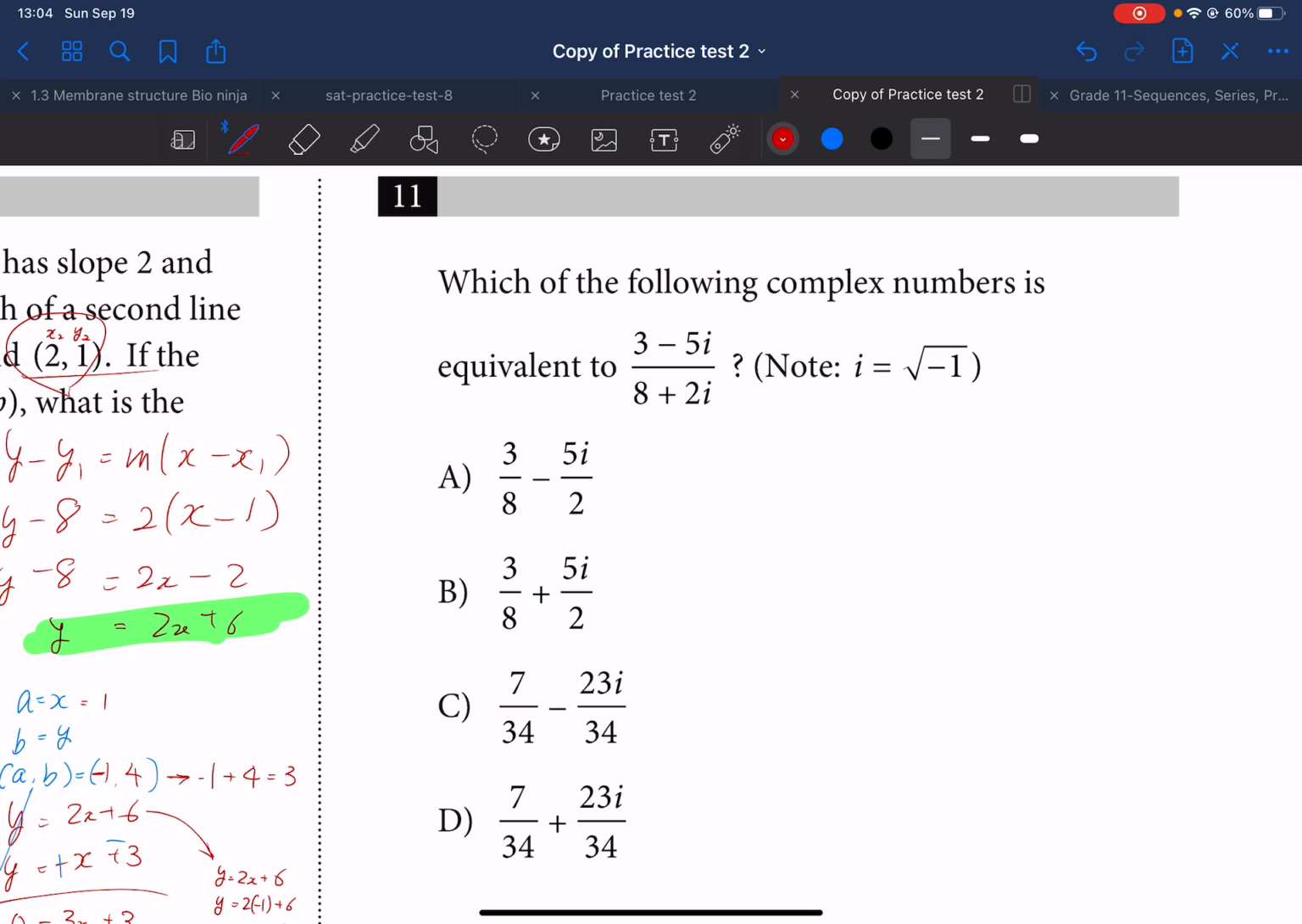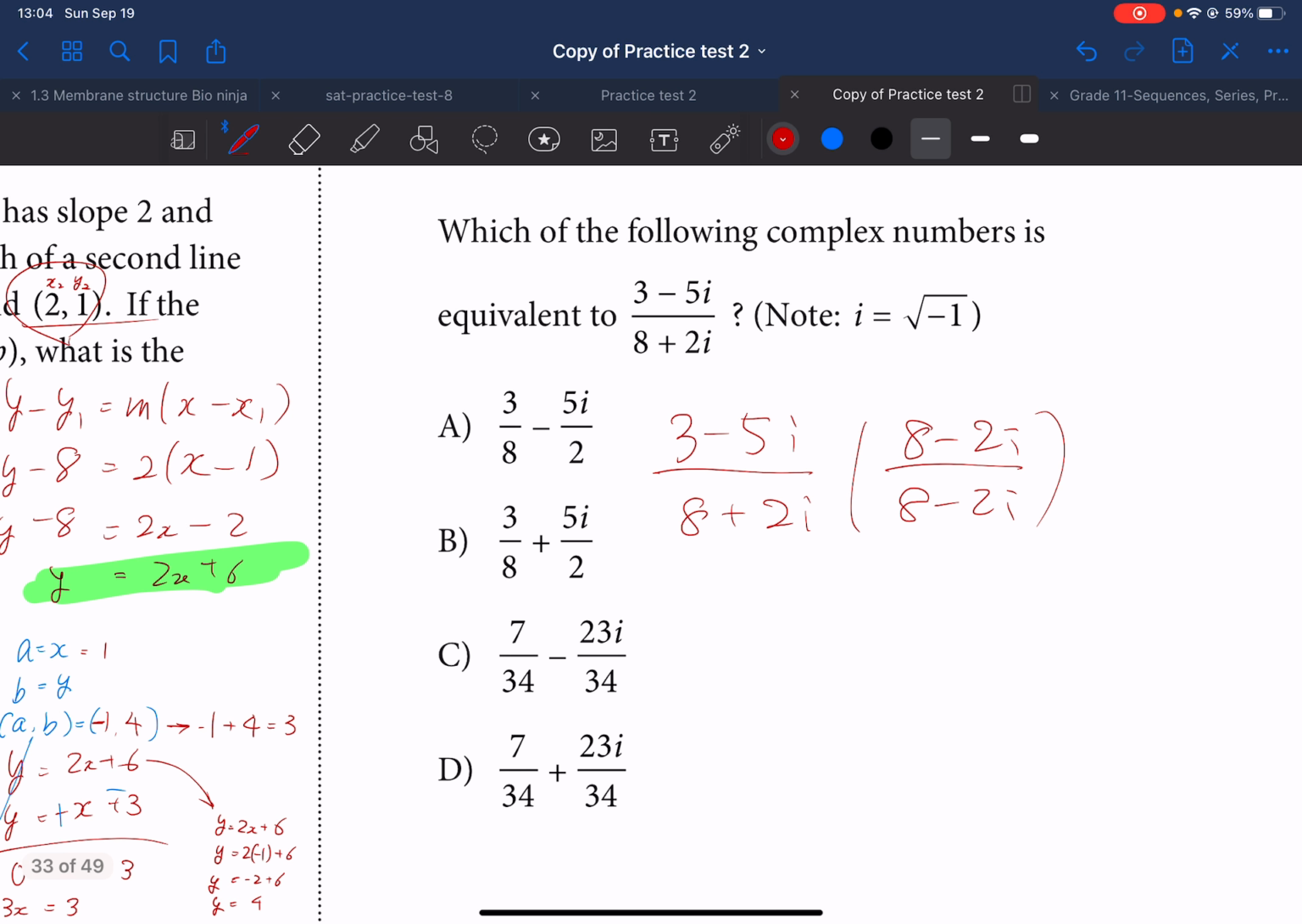So what am I saying is that, for 3 minus 5i over 8 plus 2i, in the denominator you put 8 minus 2i because it's the opposite, and then do the same thing for both sides. Okay, so this is the complex conjugate.